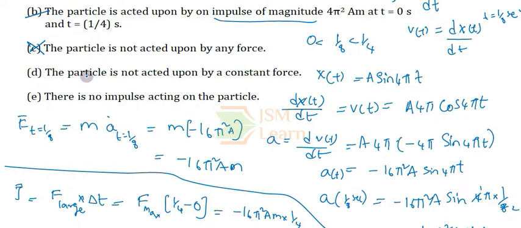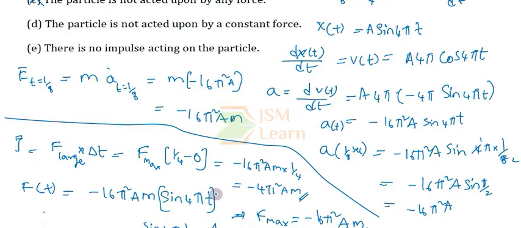Moving to option D. Option D says that the particle is not acted upon by a constant force. It is true, because we have seen that the particle was acted upon by a force which directly depends upon the t value. Our force is depending on the t value. It is not always constant, it varies with time. As the time varies, the force will also vary. So our option D is true, because the particle is not acted upon by a constant force. It is acted upon by a varying force.